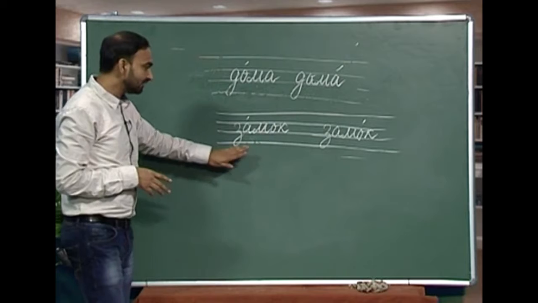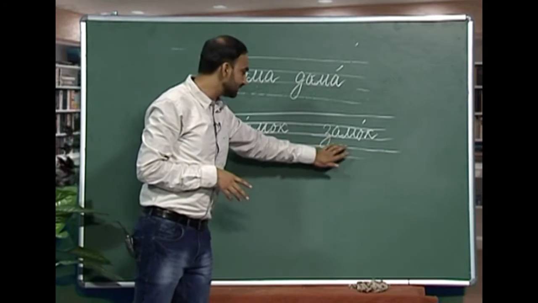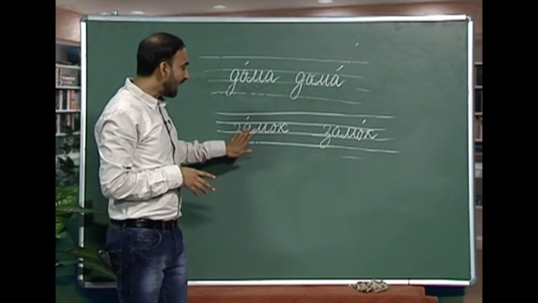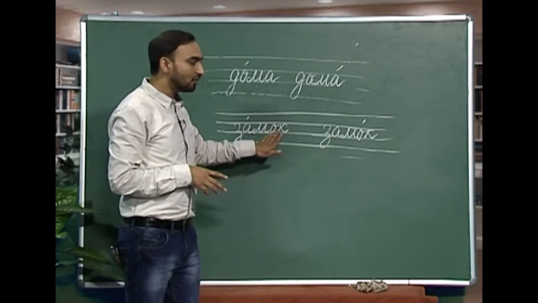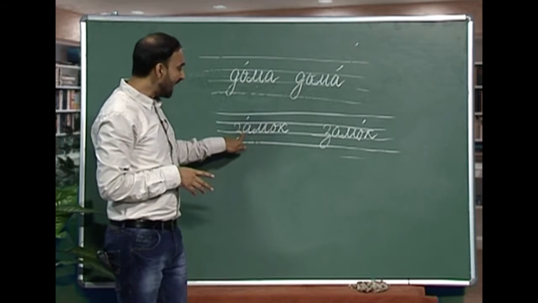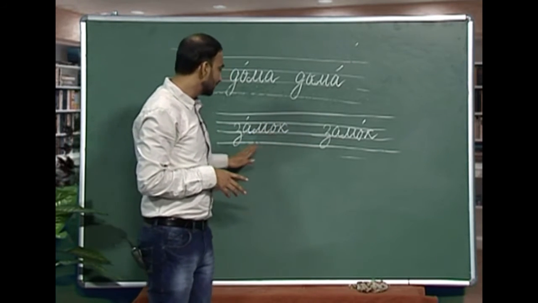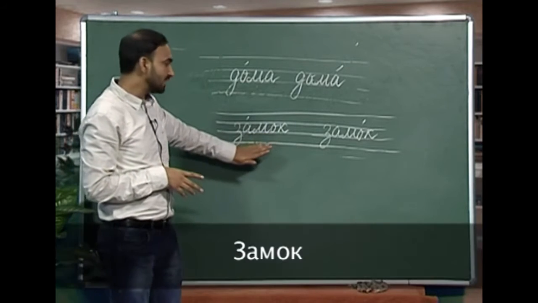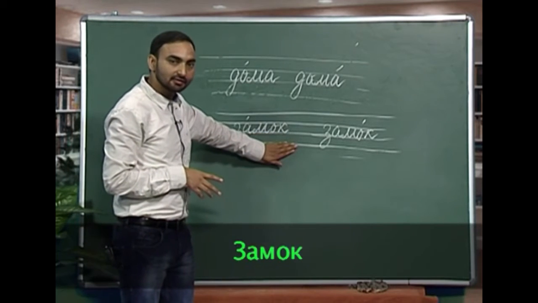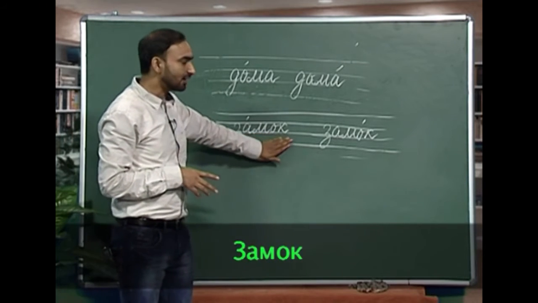In the same way, here I have written 2 words, zamok, but this A is stressed and O is unstressed. So, how will we pronounce this word? Zamak.